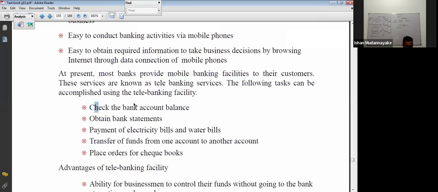What are the activities? First one: check the bank account balance. Right. Next one, second one.